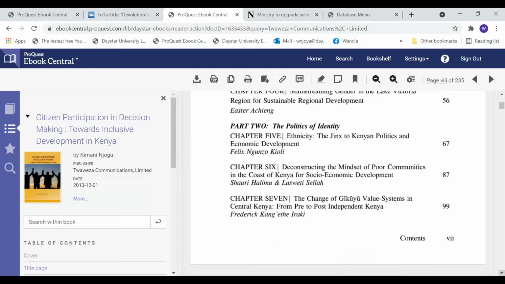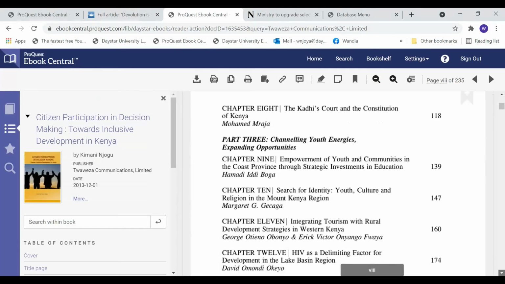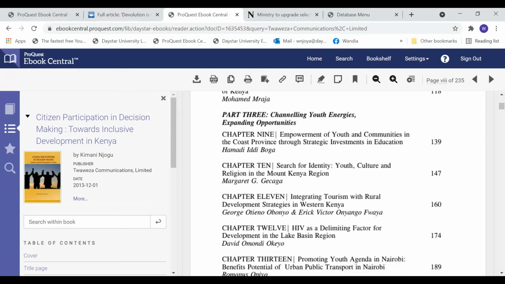And for the purpose of this video, I have picked a specific chapter by 2 authors. And this is Integrating Tourism with Rural Development Strategies in Western Kenya. And you can see that it has 2 authors. Remember, I said you have to know the page numbers. So in this case, you can see it is 160, but you also need to know on which page it ends. You cannot assume that it is 174 because 174 is where this one starts.